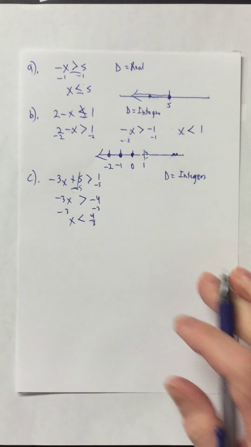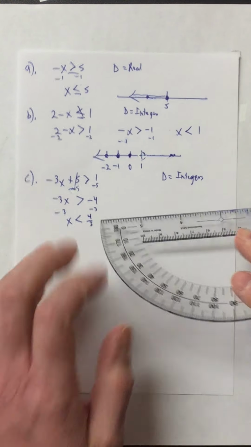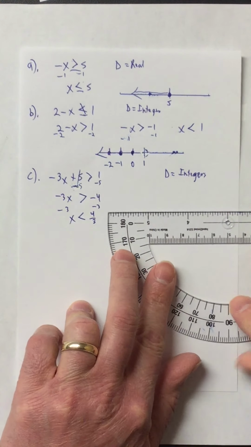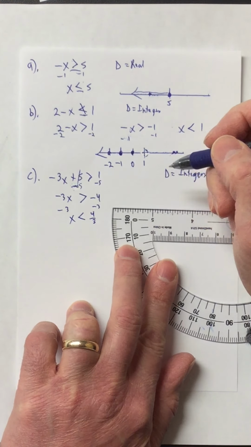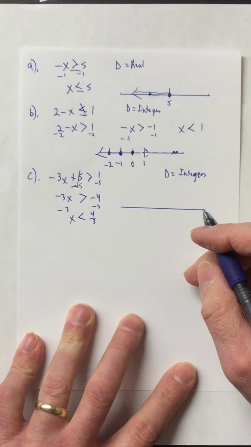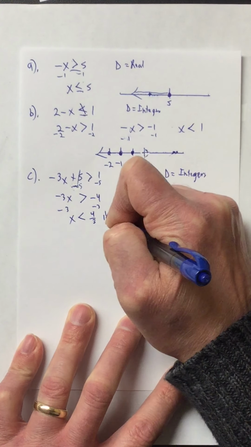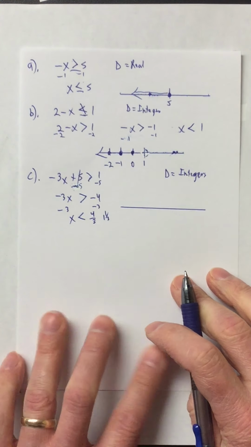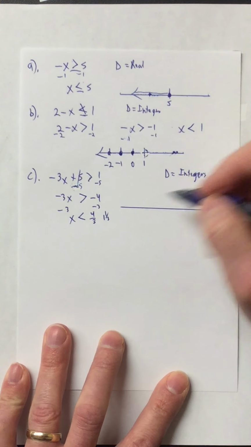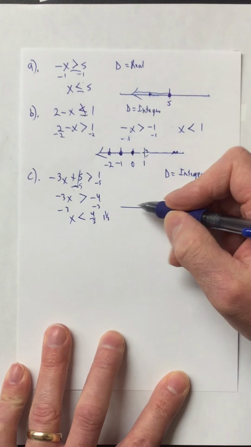Oh, they're giving me a fraction. This is different. What do I do with that? Well, looking at my domain, it is just integers. So 4/3 being a fraction, if we make that a mixed number, it's the same as 1 1/3. Does it include that number? It does not, because that is not a whole number. X is anything smaller than that.